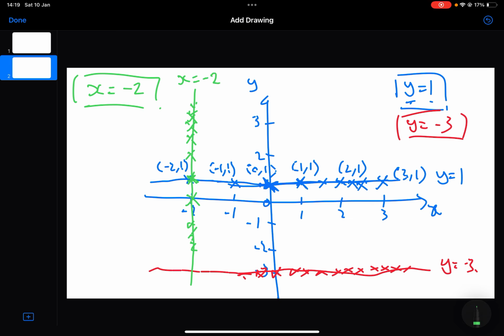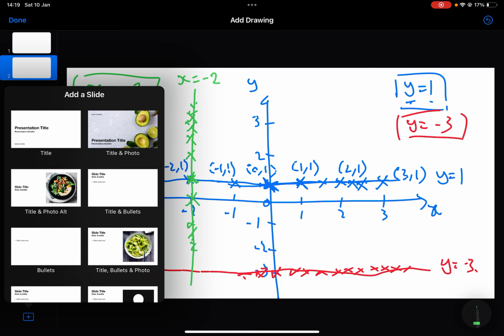Okay? So this is why, with your equations of straight line, your y equals to mx plus c, you have special cases. Vertical line is x equals to something. Horizontal line is y equals to something. Just strictly a number already. They don't have x and y inside the same equation.